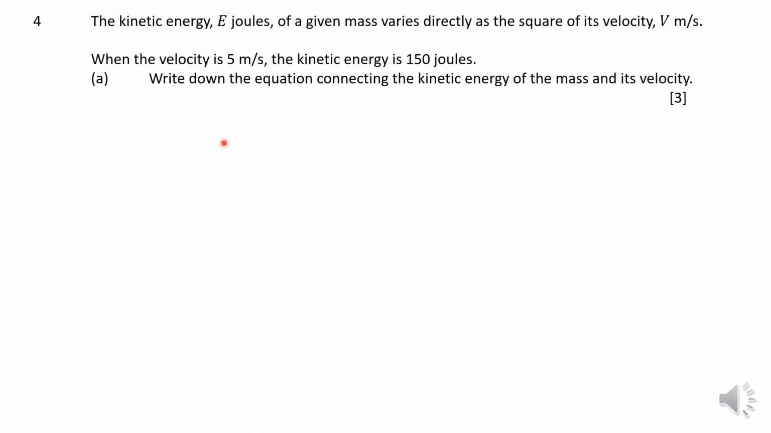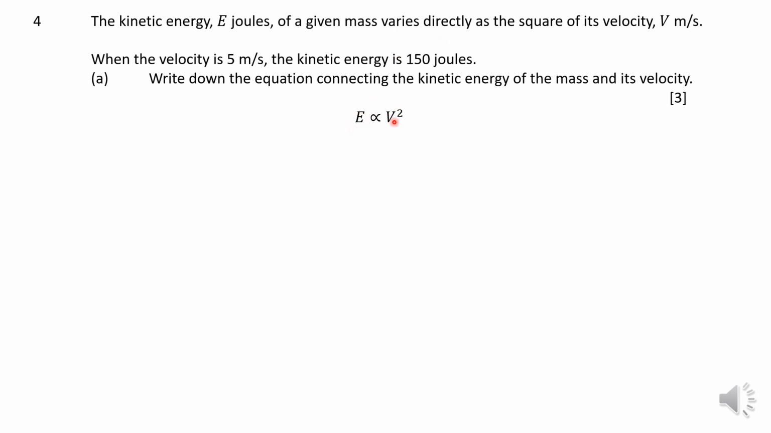Question 4: the kinetic energy E joules of a given mass varies directly as the square of its velocity V m/s, that is meters per second. When the velocity is 5 meters per second, the kinetic energy is 150 joules. Here's the thing. You don't have to understand the whole science behind this question to know that you are dealing with variation, and it's direct variation.